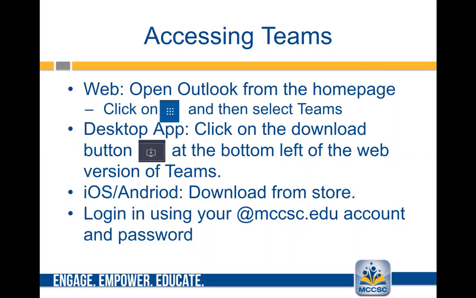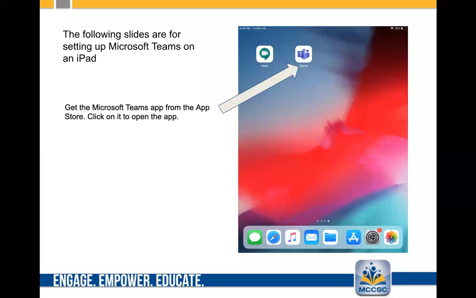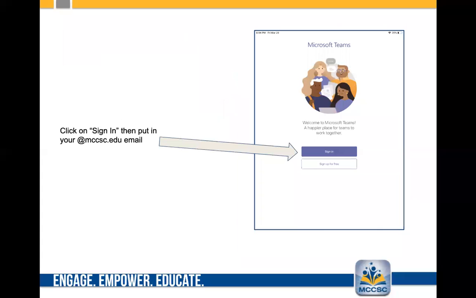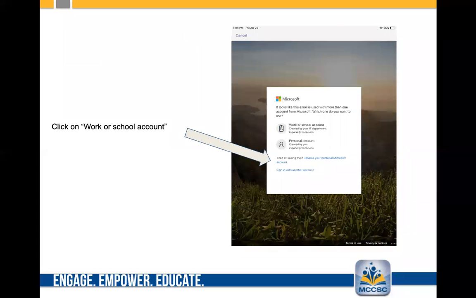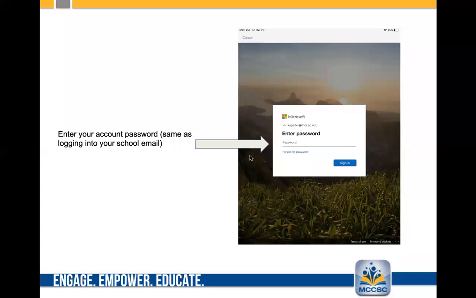The big thing when you're getting into those is that you're using your @mccsc.edu account and password. I'm going to walk through getting it set up on the iPad, and as I'm going through setting up on the iPad, I'm going to talk about what it's going to be like on a laptop as well. So simply go to the store. You're going to find the Microsoft Teams app and download that. You're going to choose to sign in with your @mccsc.edu email. Choose work or school accounts. Right here, I apologize for the arrows not pointed up correctly. And then enter your password.